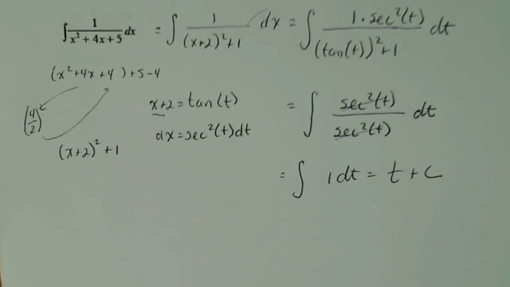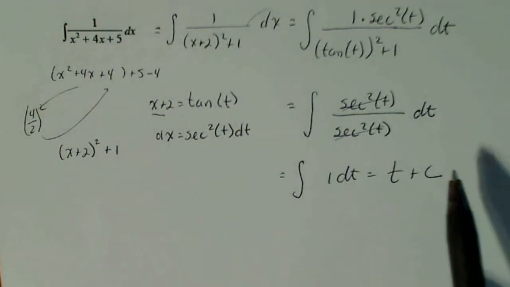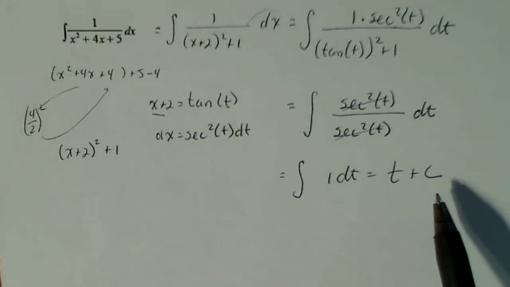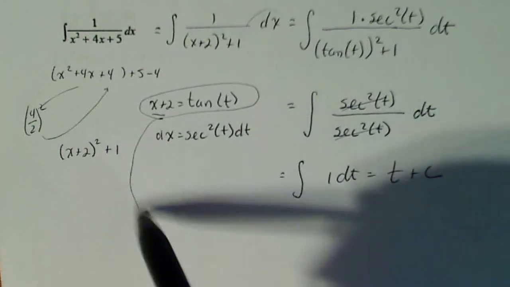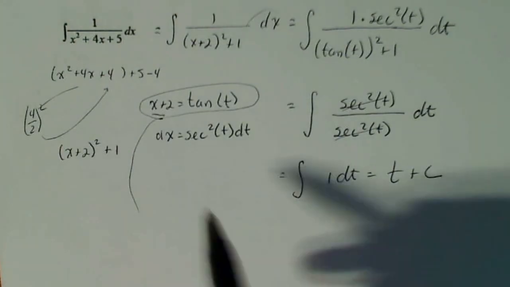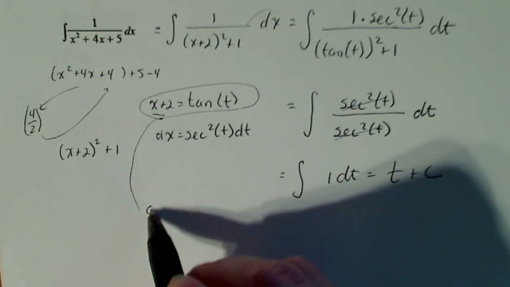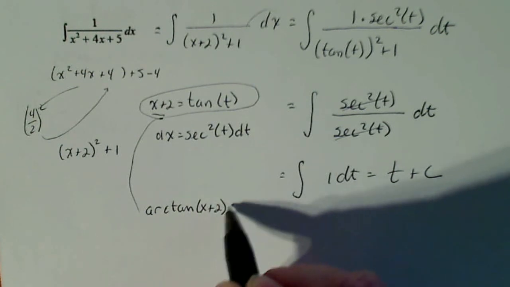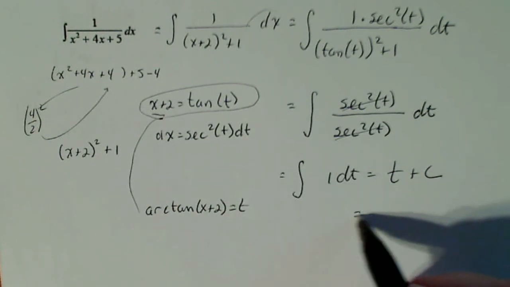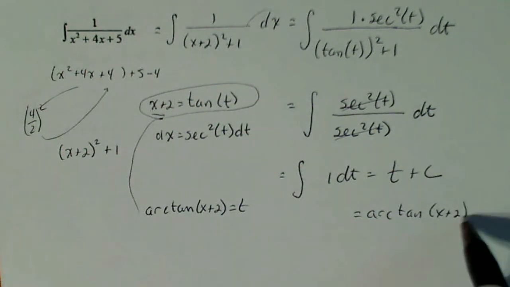Yay! Now you think you're done. The only problem is I started in the variable x and I ended in the variable t, and I'm not supposed to. I'm supposed to end in the variable x. So I go back up and look at this and I say, okay, well, I can solve for t pretty easily with that. So take the arctangent or the tangent inverse of both sides, and I have arctan of x plus 2 equals t. And so over here I substitute arctan of x plus 2 and plus c, and I'm done then.